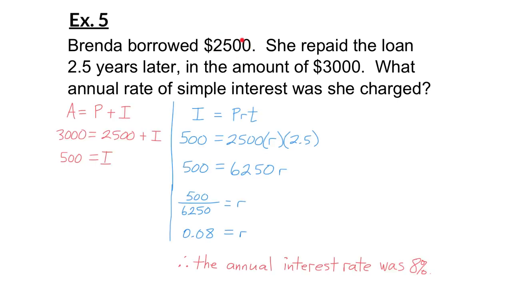I know the principal and I know the total amount, A, so I can determine how much interest there was. $500 in interest. So she paid $500 in interest. She started by borrowing $2,500 at a certain interest rate for 2.5 years. 2,500 times 2.5 is 6,250. So to calculate R, we have to divide by 6,250. 500 divided by 6,250 is 0.08. That means the annual interest rate was 8%.